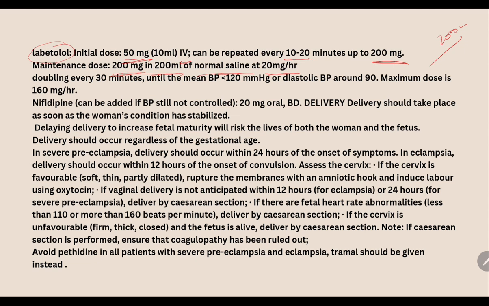deliver by cesarean section. If there is fetal heart abnormality, that is, if it is less than 110 or more than 160 beats per minute, deliver by cesarean section. If the cervix is unfavorable also, you would have to go for cesarean section.